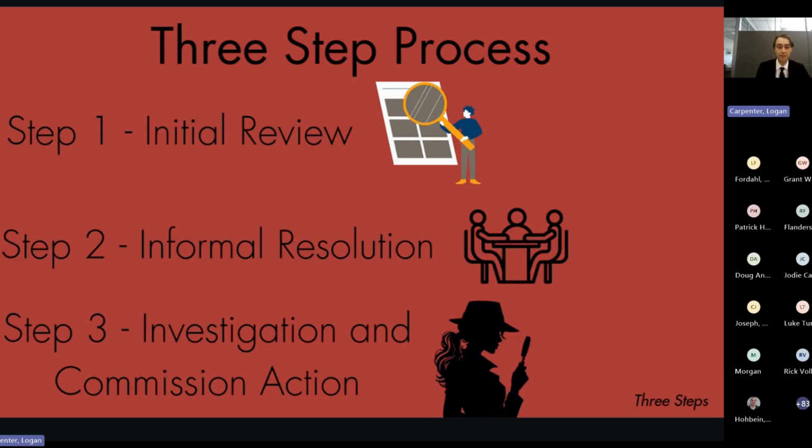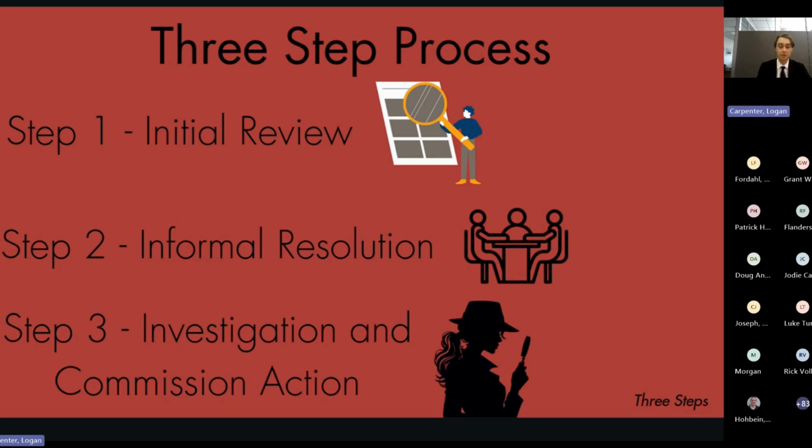The process created by the Legislative Assembly in 2019 can be summarized in 3 steps. Step 1, initial review. Step 2, informal resolution. And step 3, investigation and commission action.